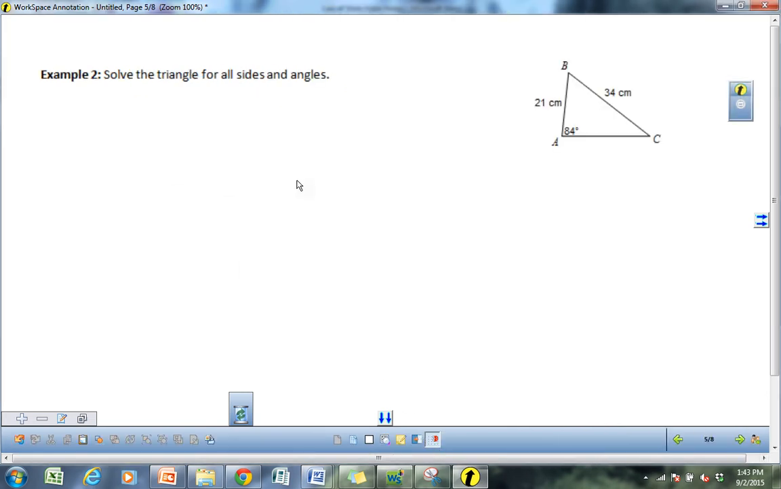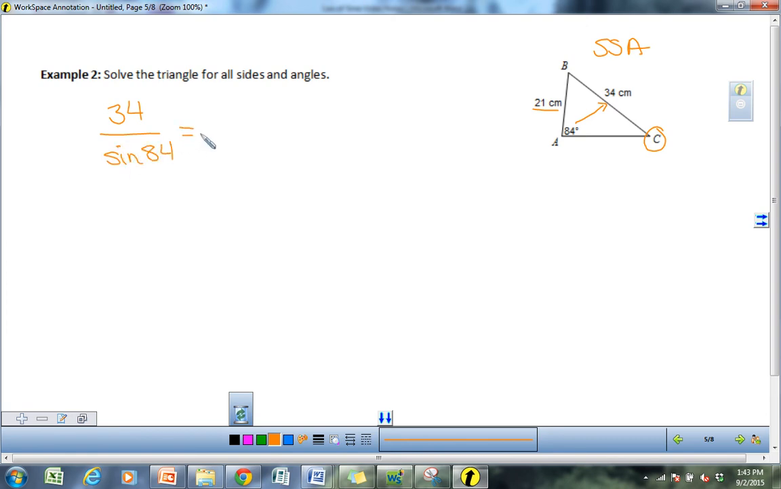Alright, next one. Now we have solve the triangle for all sides and angles. So very similar, except now this triangle is a side-side angle. So I can't just subtract them all from 180 right away. Instead, I have to find one of my missing angles first. So I have angle A, and I have the side across from it, and then I have side C. So I have to find my big angle C first. So I have, let's do side A is 34 over sine 84 equals 21 over sine C.